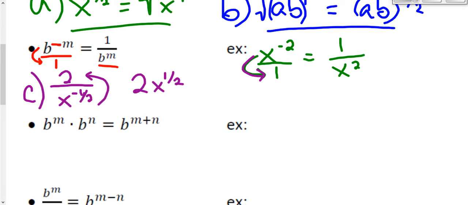We've got one last example of this. We're going to call this example D. In example D, we have x to the negative 1/2 power, and this time it's over 2. So x to the negative 1/2 power over 2.